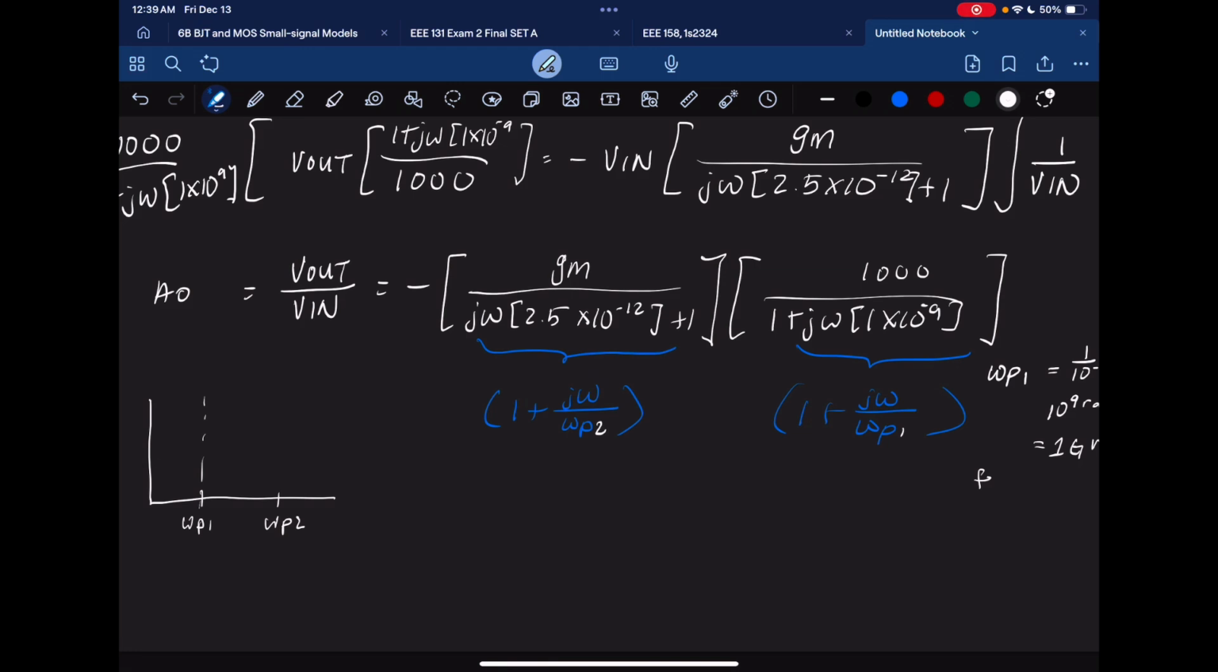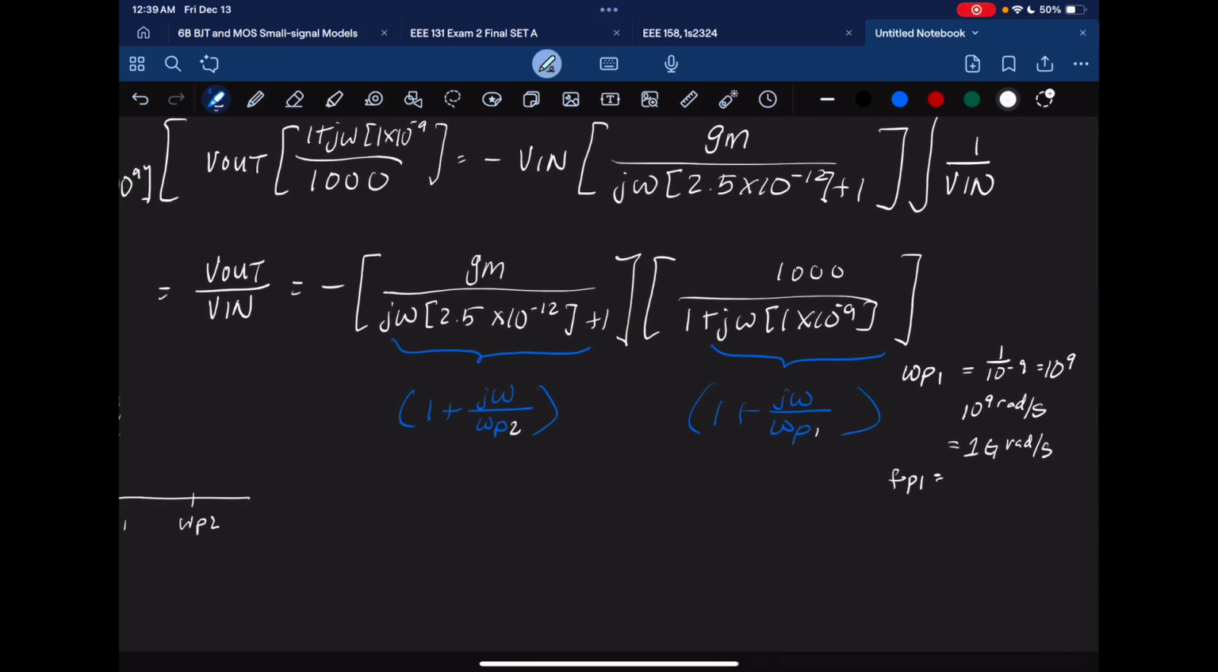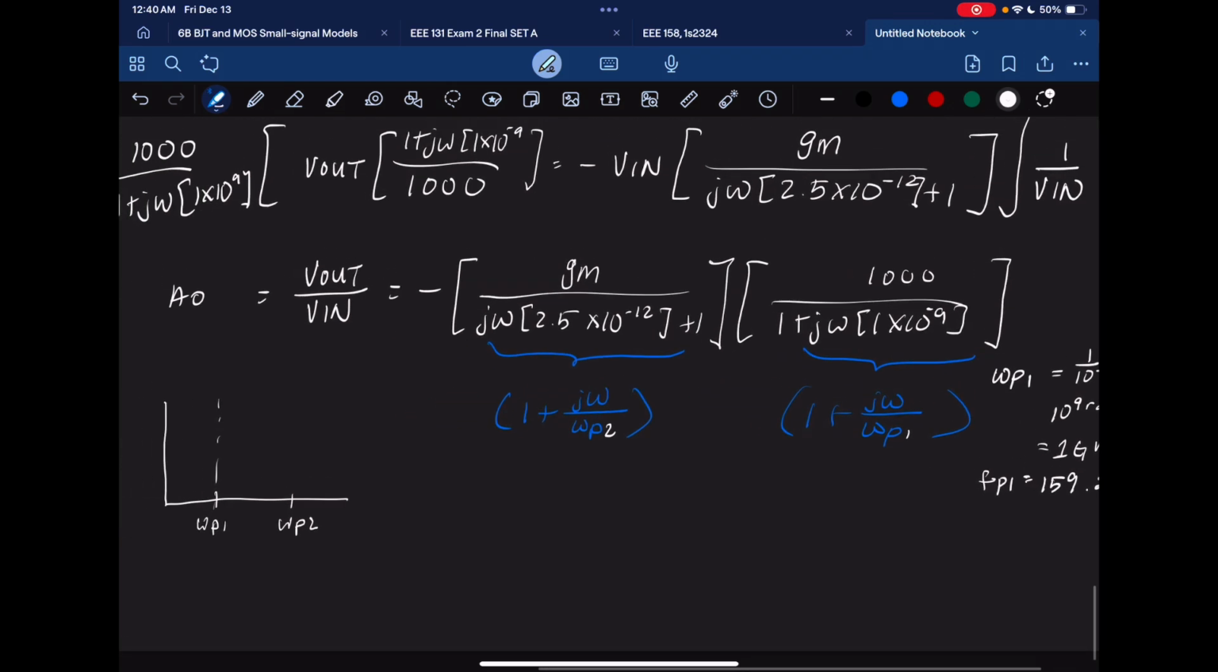To get the frequency, just divide W with 2 pi. Where's my calculator? 1 divided by 2 pi. Yes. So we get 159 point, how many decimals? Okay, 1 decimal, 2 megahertz. And then we can get WP2 here as well, which is 1 over 2.5 times 10 raised to positive.